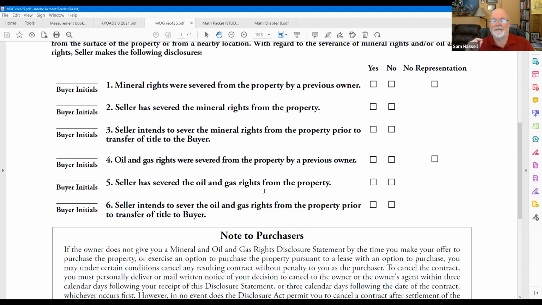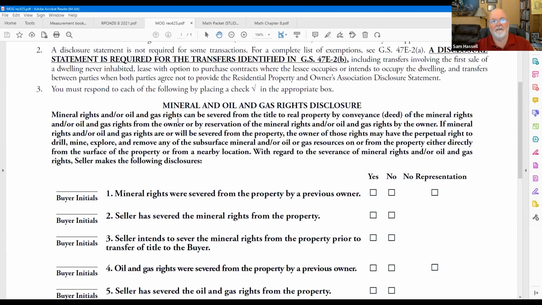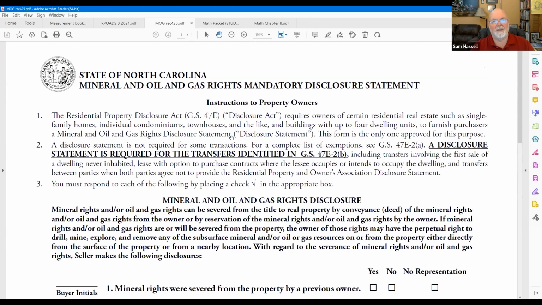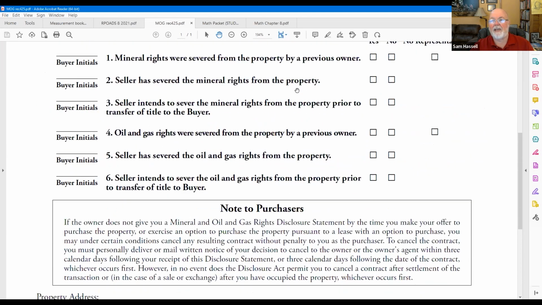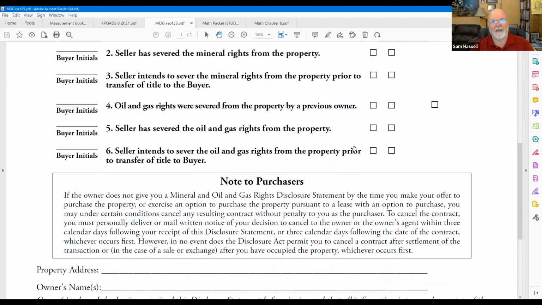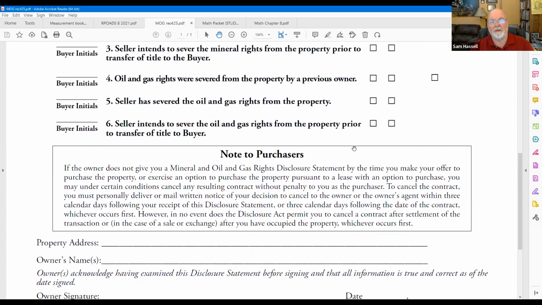In that particular case, this is the mineral oil and gas, we call this MOG, M-O-G, mineral oil and gas rights, mandatory disclosure. I have to tell them whether I've sold them or I intend to sell them. I cannot say no representation. All I can say no representation to is if a previous owner sold it. Maybe I don't know, right? Maybe I don't know.